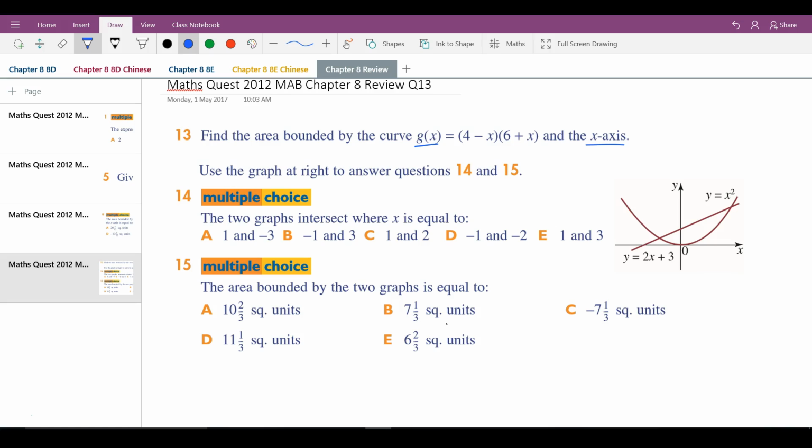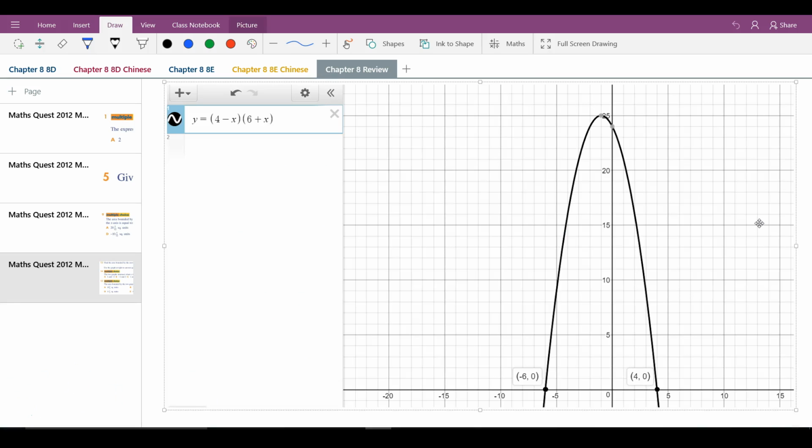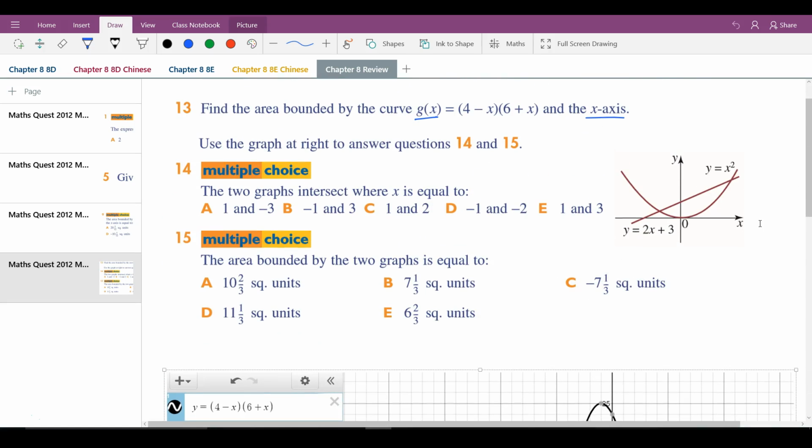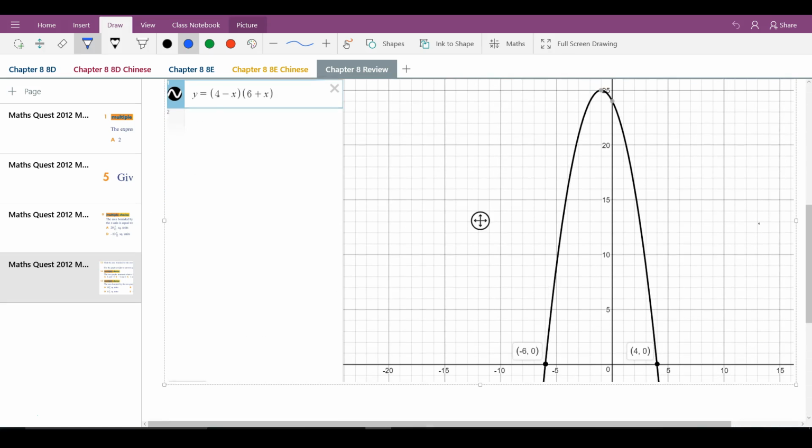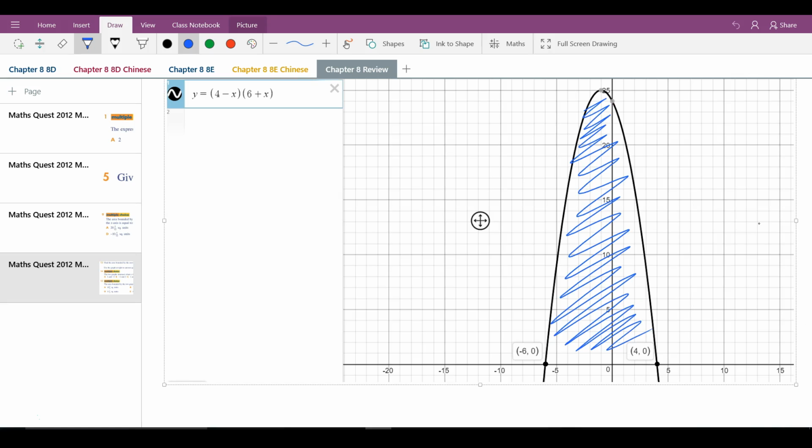Let's get some visuals. Let's go to decimals and plot the graph. So here's the graph. It looks like a normal parabola, so not too much difficulty, I believe. Let me just double check with the question: g of x and the x-axis, bounded by the area. So we are looking for all of this area.